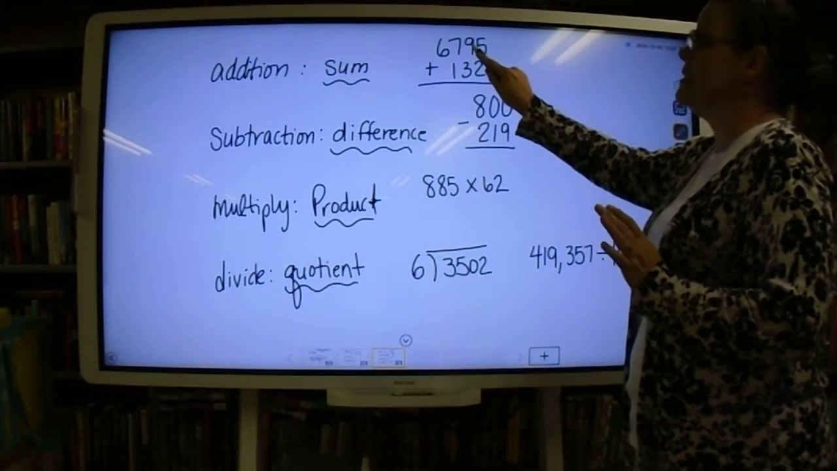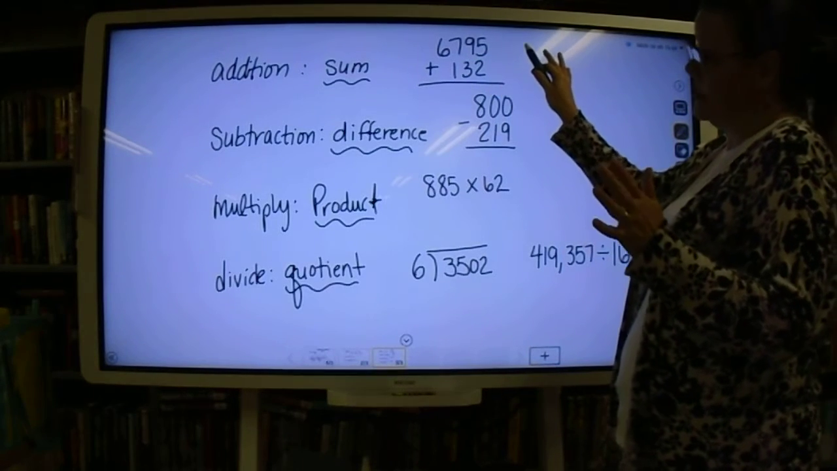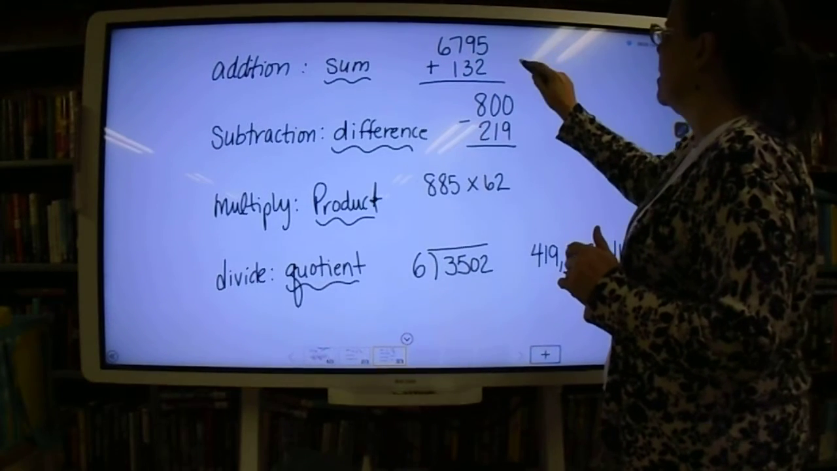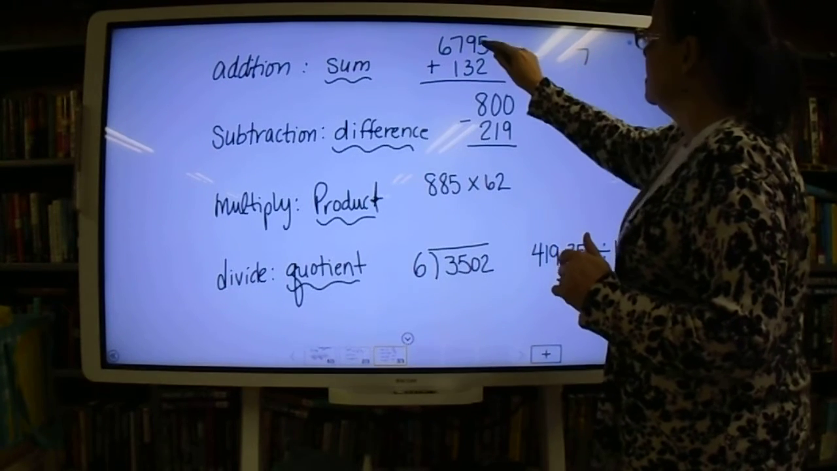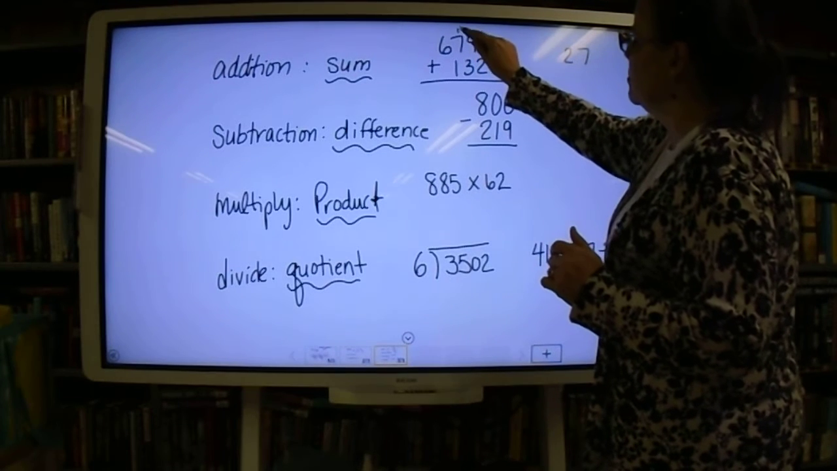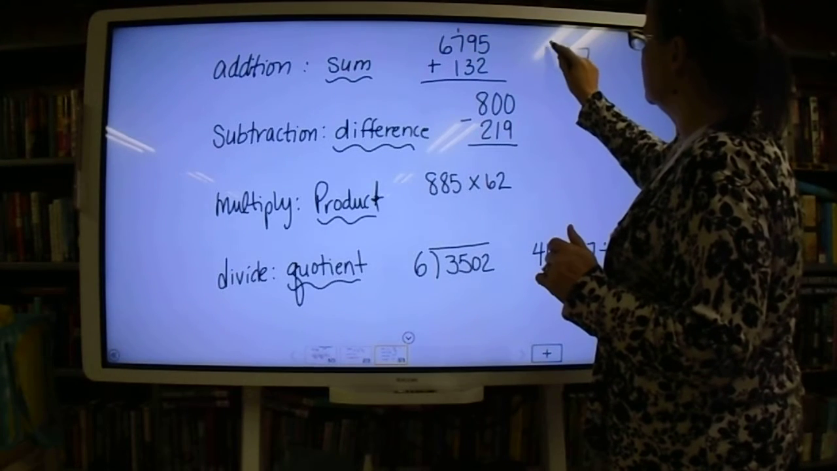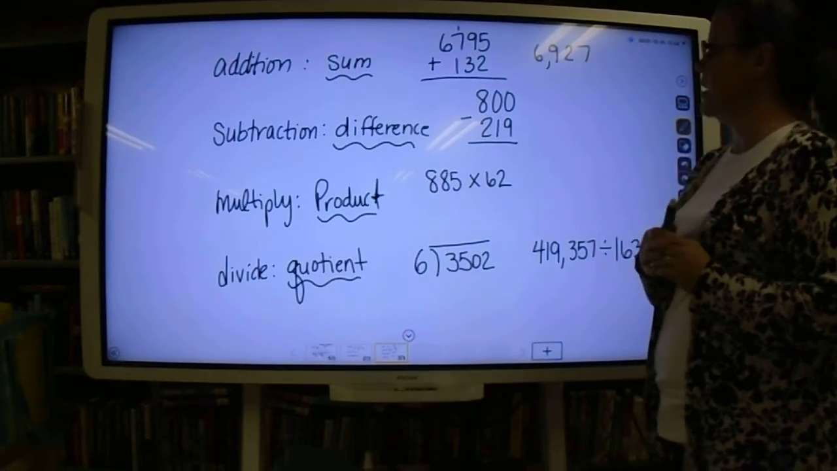So the first one is to add, and you just add regularly. You plug it into the calculator, and you're going to end up with, you have to do 5 plus 2 is 7, 9 plus 3 is 12, carry the 1, 7 plus 1 is 8, plus the 1 is 9, and then so that would equal 6,927.